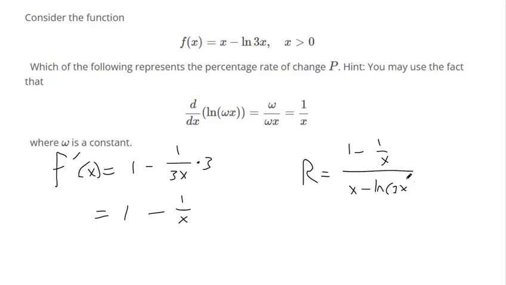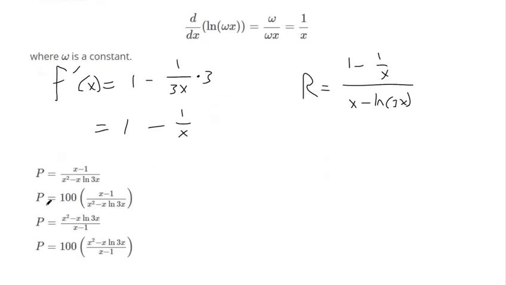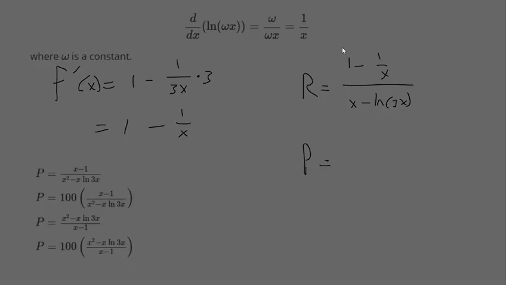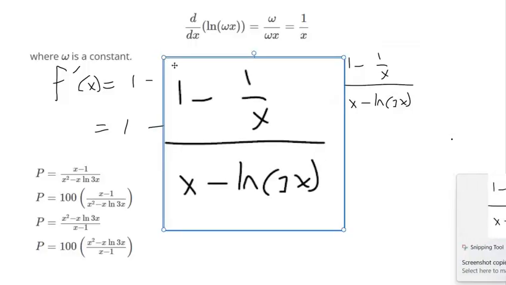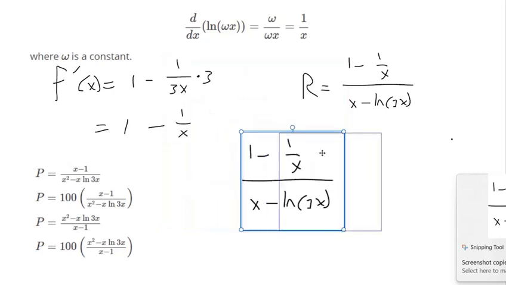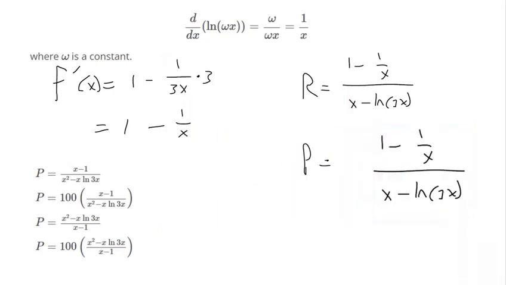Let me see what Newton has for multiple choice options. Here's the options they give us over here, and I forgot we're doing the percent rate of change. So this is the relative rate of change. The percent rate of change is just the same thing multiplied by 100. So it's 100 times this.